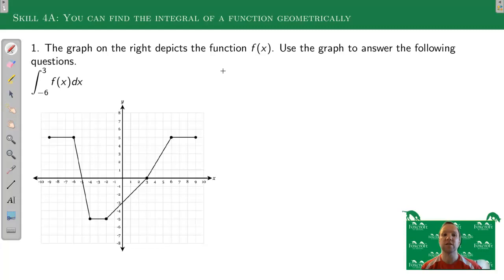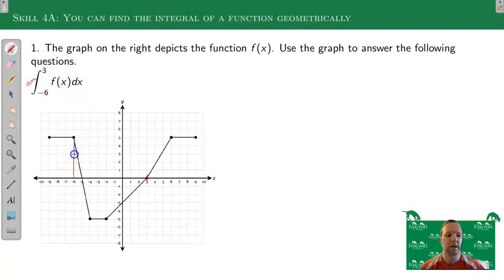Our first skill is finding the integral of a function geometrically. We just have to remember that this notation over here, this little curly s, means area. It's telling us to find the area from -6, so that's here, up to 3, which is right there. The one thing you don't want to do with these problems is find more area than you have to, so just make sure you're finding only the area required. And then I just want to break it up into some easily found pieces.